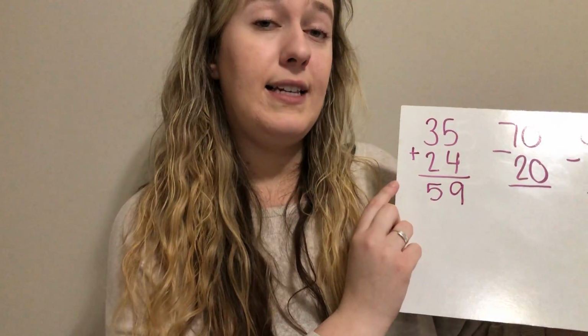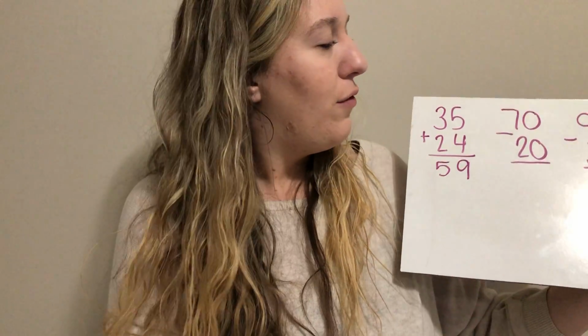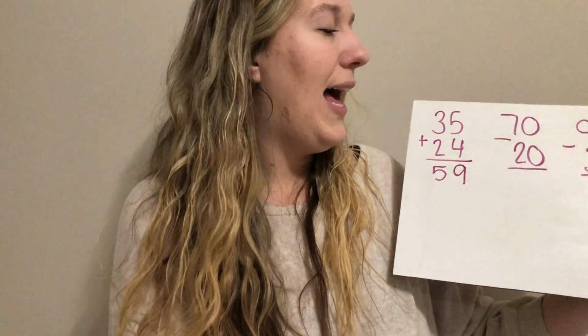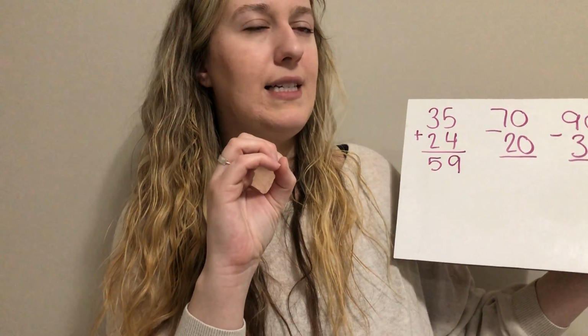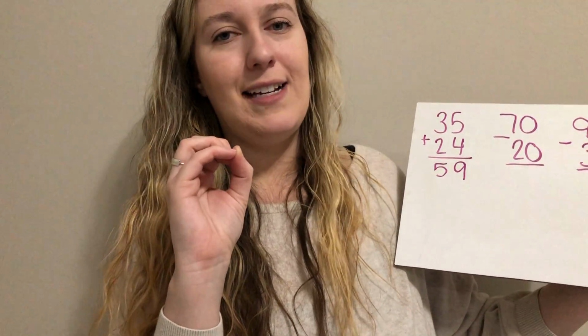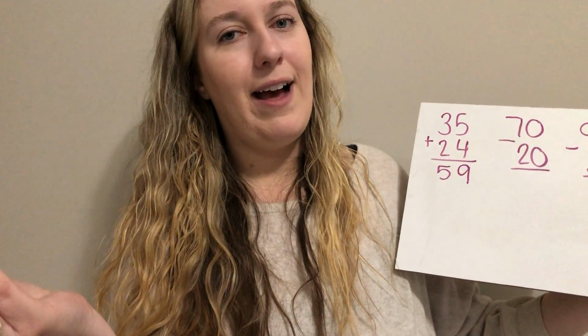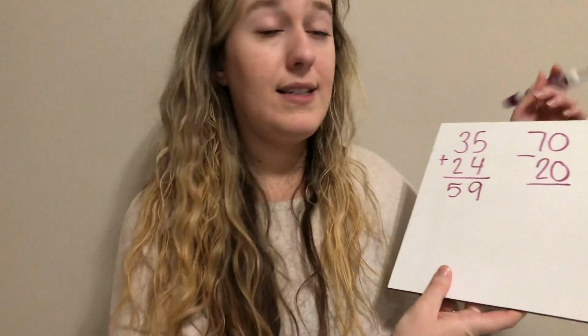Just like we did with the addition problem, we are going to start in the ones place. Now, for this, the ones place has zeros in it. Now, if I have 0 pieces of candy and I don't give any of my 0 pieces of candy away, how many would I still have? 0. So 0 minus 0 is always 0.